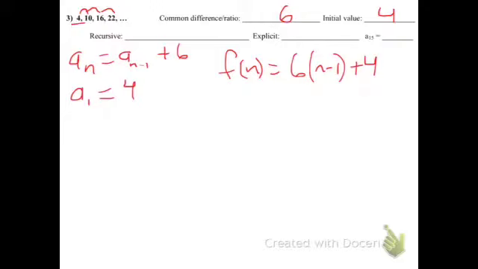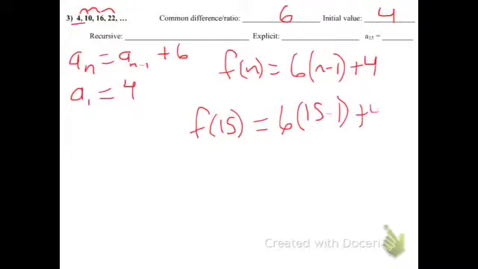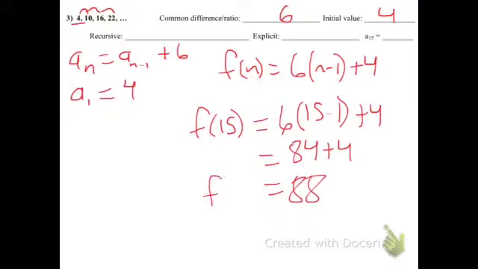And now we got the explicit, you're going to plug in 15 to get what the 15th term would be. Which is going to be, if you do 6 times 14, you're going to get 84. And then you add the 4 there, which is going to give you 88 for your 15th term, which is the same as the function value of 15. Okay, so it's 88.